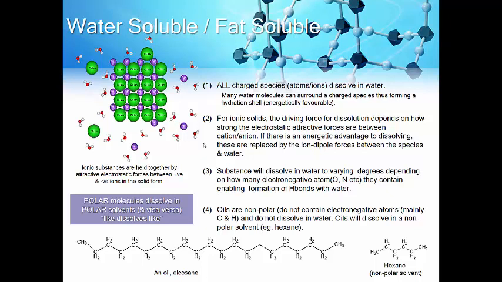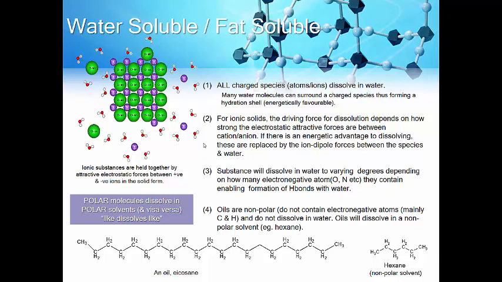So for ionic solids, the driving force for dissolving depends on how strong the electrostatic interaction is between the cations and anions, and how well the ion dipole force is with the water. Ion dipole force is when we've got an ionic species like Na+, for example, and we have the dipole force. So we have a molecule that has a dipole across it. Remember, we talked about the dipole on the water. The dipole goes across that water molecule, and that's what makes it a polar compound.